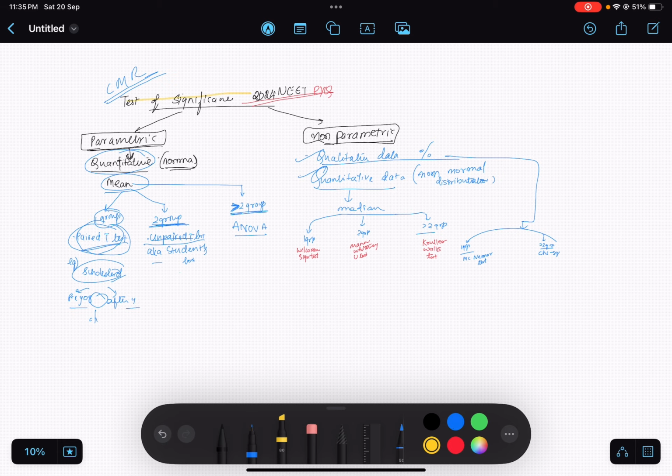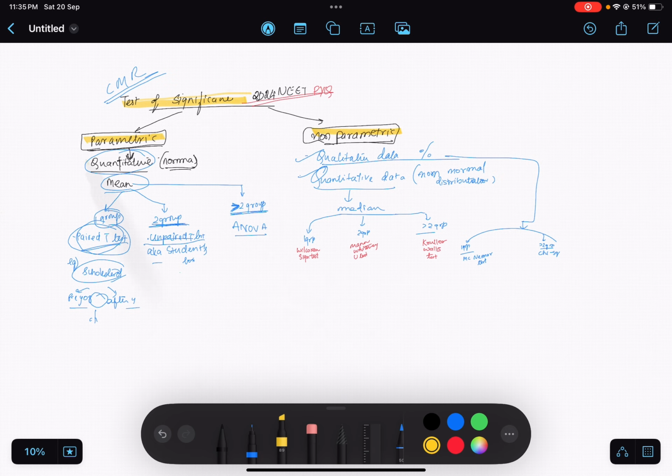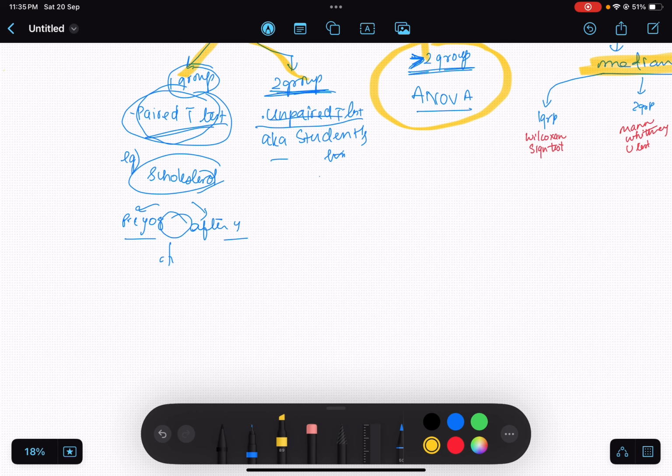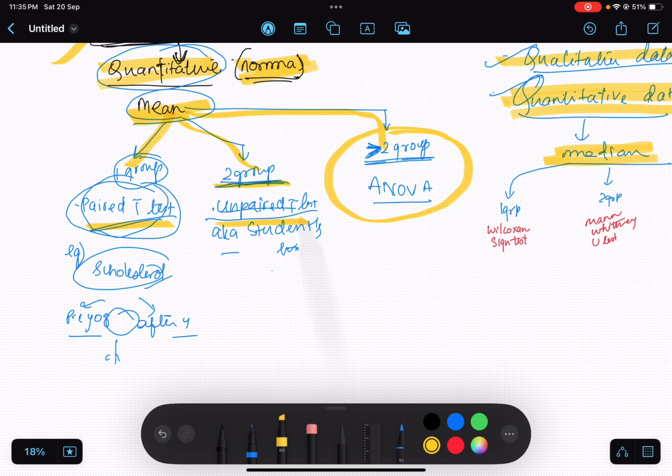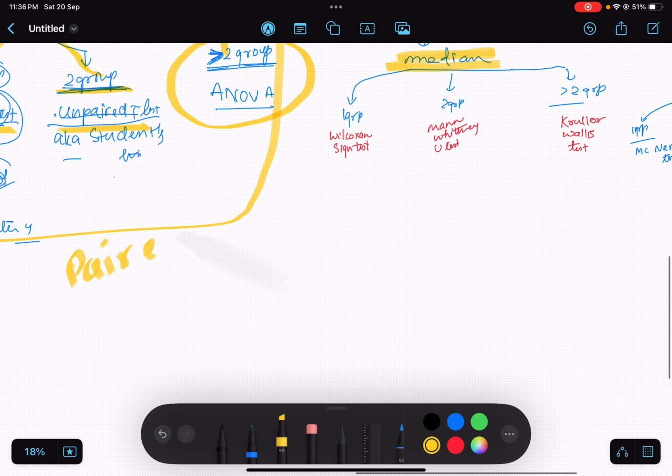So test of significance: parametric or non-parametric. In parametric you have quantitative, normal distribution, mean. In non-parametric you have qualitative and quantitative, where the quantitative is non-normal distribution, for example we are talking about median here. In quantitative of parametric, there is one group, two groups, more than two groups. More than two groups is ANOVA. For one group it is paired t-test, for two groups it is unpaired t-test. Just remember this part: paired t-test, unpaired t-test and ANOVA. Done. You don't have to worry about this.